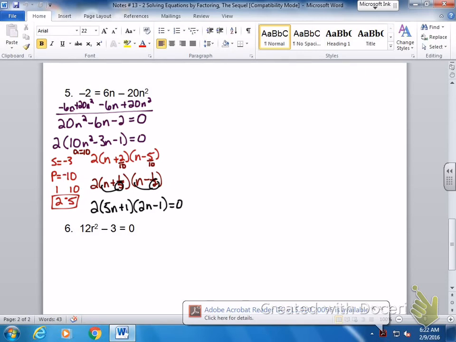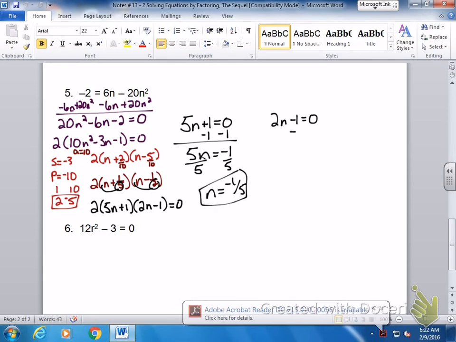Now you don't have to worry about the 2 when you're putting in your solutions. You need to worry about the other 2 factors, because if I put 2 equals 0, that's just kind of confusing. So I have 5n plus 1 equals 0. And I have 2n minus 1 equals 0. So let's just solve these. I subtract 1 from both sides. I get 5n equals -1. And when I divide both sides by 5, I get my first solution, which is n equals -1/5.